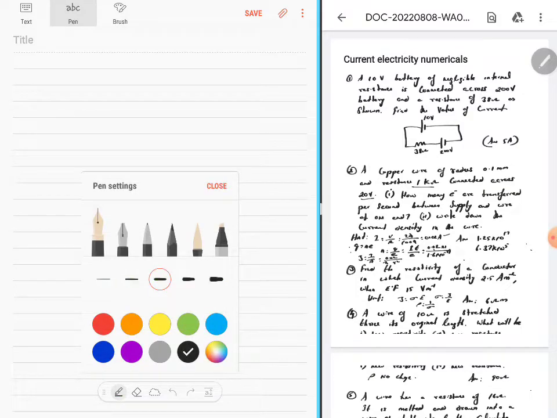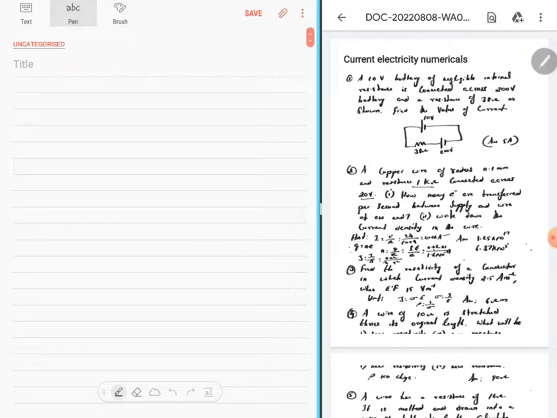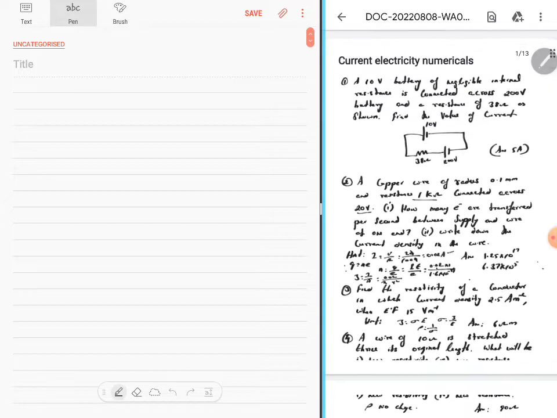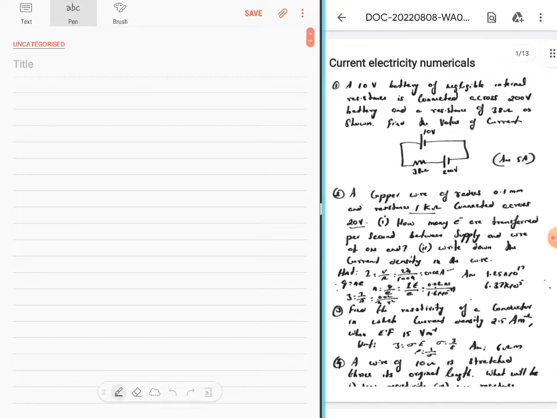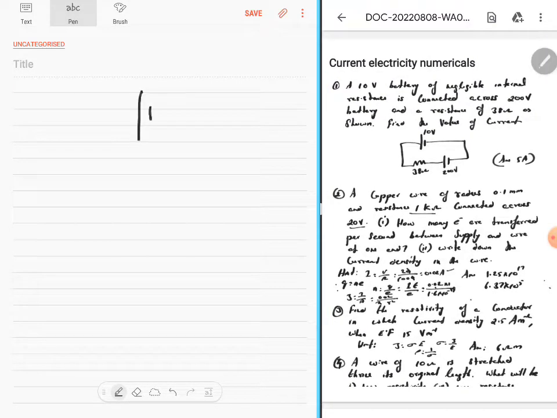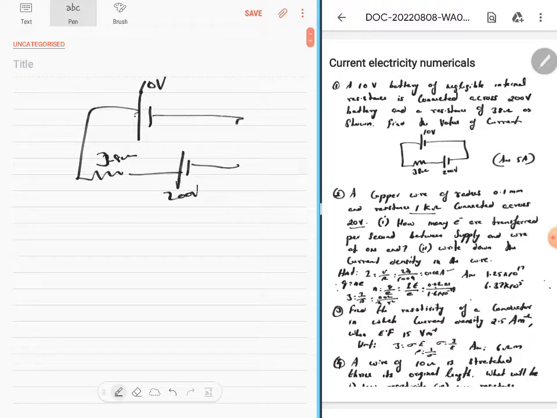Okay, so the first question here is a 10-volt battery of negligible internal resistance. So there's no internal resistance, the small r is not there, negligible. A 10-volt battery is connected to a 200-volt battery and a resistor of 38 ohms. So you have 38 ohms and another 200-volt battery across, as shown in the figure. Find the value of the current.